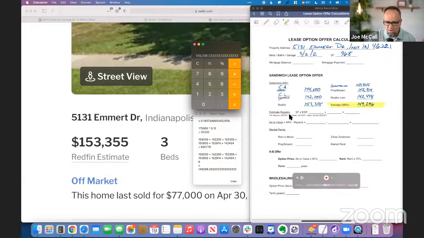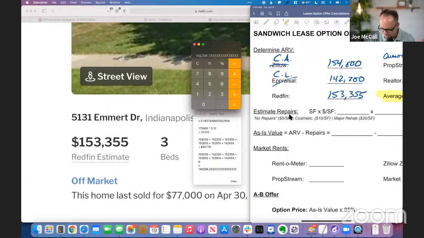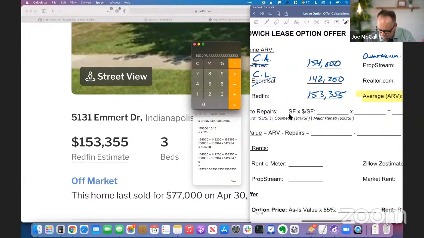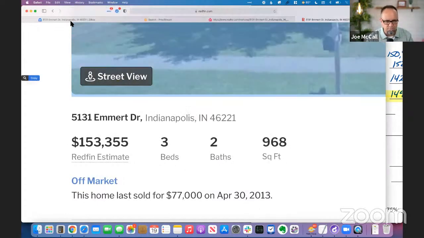Now, the next thing we got to figure out is repairs. Repairs, the way I typically calculate them is the square footage. I'm going to highlight here the square footage times some kind of dollar per square foot. Now, if I'm just talking to a seller on the phone and they say it doesn't need repairs, I'm going to use $5 a square foot. If it's cosmetics like paint and carpet, I'm going to do $10 a square foot. If it's a major rehab, I might do $20 to $30 a square foot. Okay, but we can look at these pictures here.